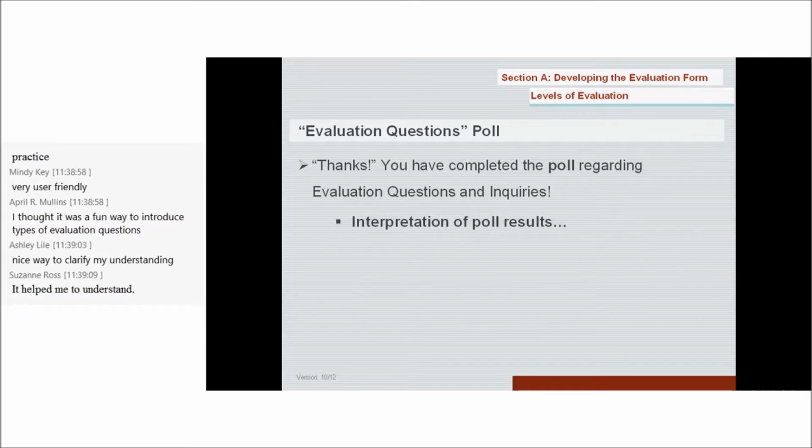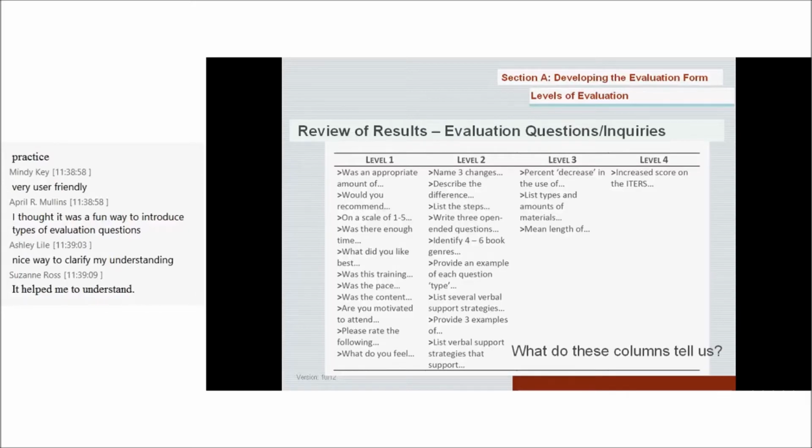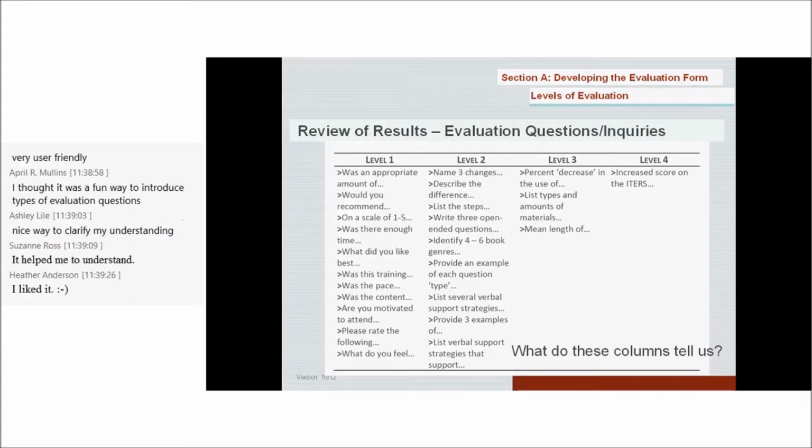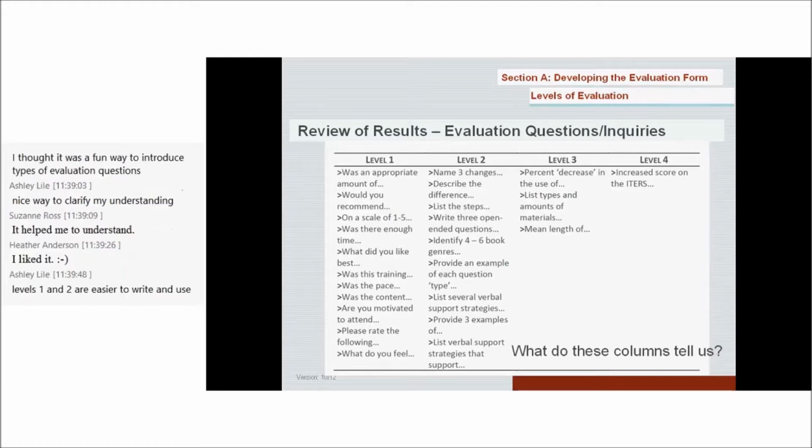On the next screen, you're going to see the results of the poll you just took. So take a look at this. These are the level 1 items you identified, level 2, level 3, and level 4. What do the columns tell us about ourselves and how we understand these levels and use them? We use a lot of level 1s and 2s. We don't use level 3 and 4 much. Hardly. That's exactly right. There's a lot of level 1 and level 2.